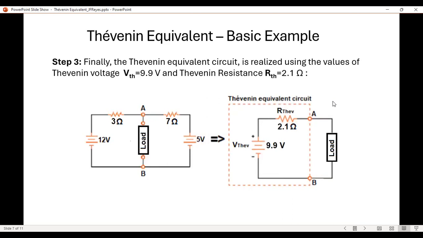Now we have the two parameters of the Thevenin equivalent and we can deploy the circuit. The Thevenin equivalent circuit then will have a Thevenin voltage of 9.9 volts and a Thevenin resistance of 2.1 ohms. And this circuit will behave exactly the same as the original circuit with respect to terminals A, B.